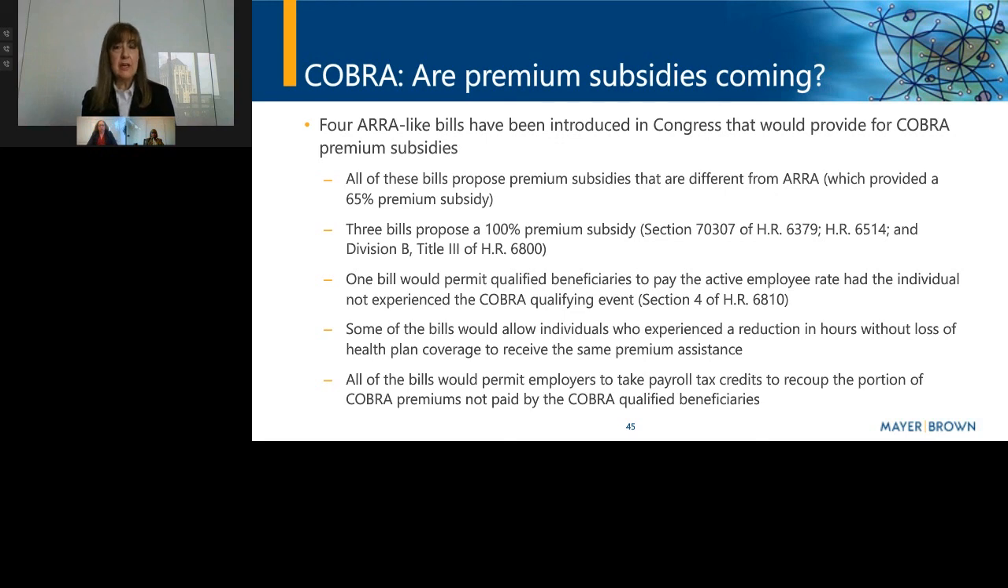3 of these bills would provide a 100% subsidy, so they part ways from the lesser subsidy that was provided under ARA. And one of the bills, as the premium subsidy, would use the active employee rate for health insurance coverage. Now, we might ask, what's happening to these bills? We're deeply into the COVID pandemic period. Stephanie, what are your thoughts about this? Are we going to, you think, see some movement on these, or are these pretty much dead in Congress?